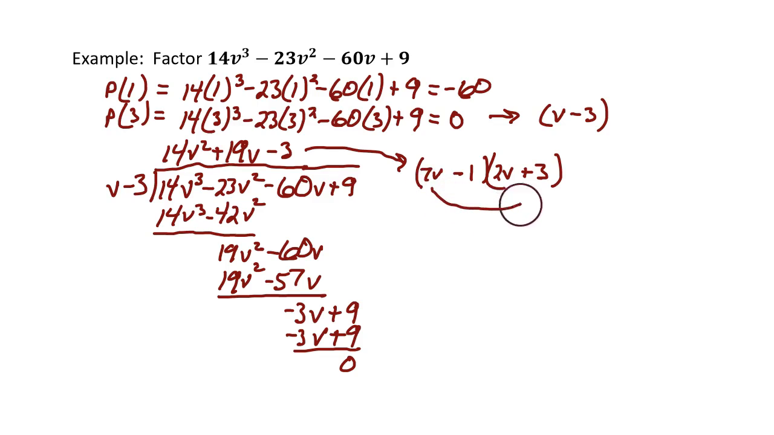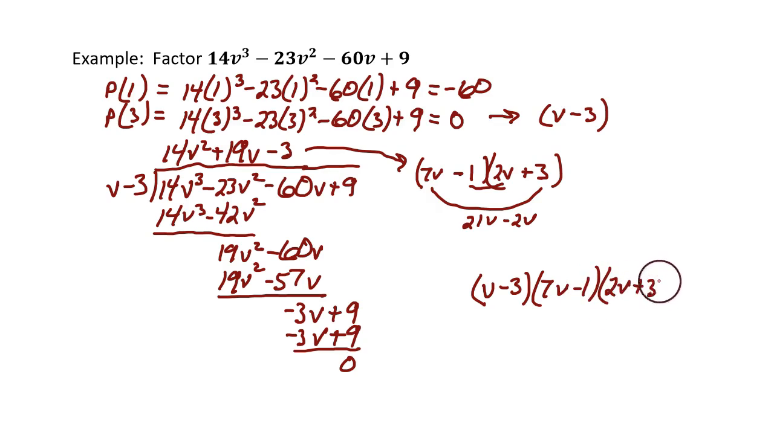The outer product is 21v. The inner product is negative 2v. These combine together to make 19v. Here's the factored form for the original polynomial: v minus 3 times 7v minus 1 times 2v plus 3.